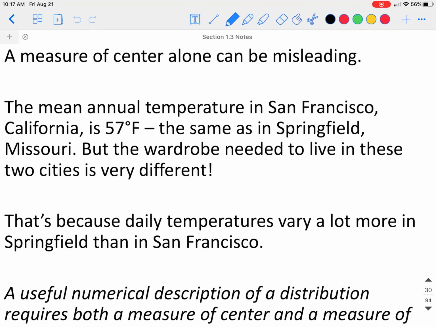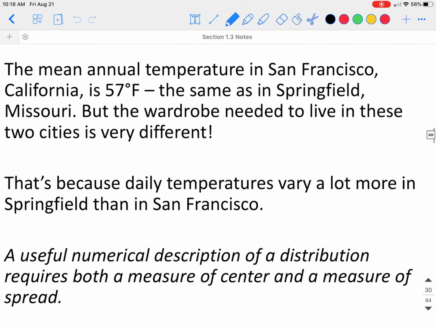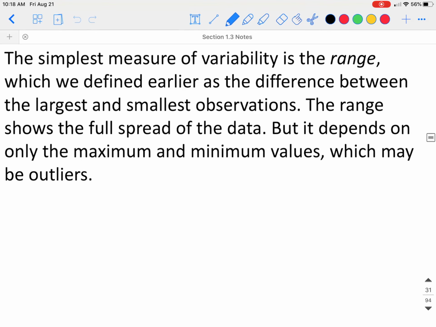The mean annual temperature in San Francisco, California is 57 degrees Fahrenheit, the same as in Springfield, Missouri. But the wardrobe needed to live in these two cities is very different. That's because daily temperatures vary a lot more in Springfield than in San Francisco. A useful numerical description of a distribution requires both a measure of center and a measure of spread.